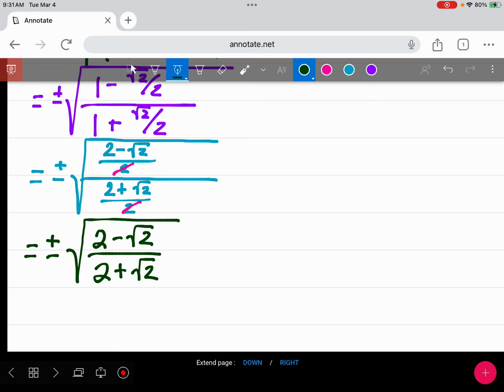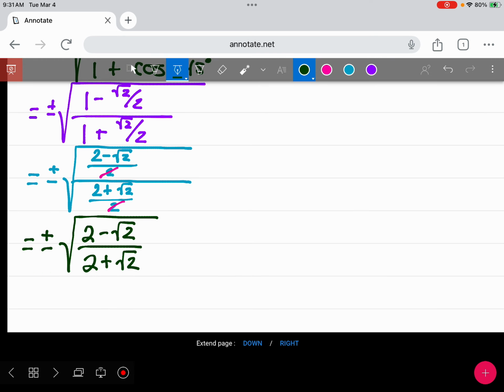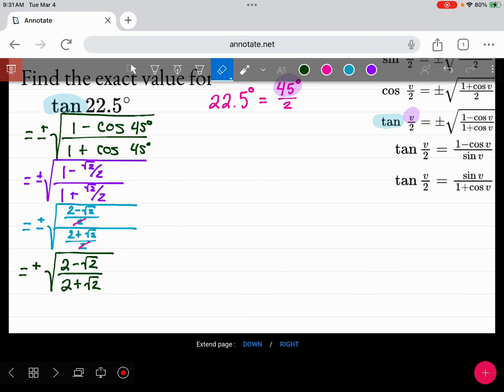So the last thing we have to do is figure out if we are positive or negative here. Why are we positive? Because we're in quadrant 1, and sine over cosine, when we have both positive sines and cosines, is going to be positive. So we have our positive square root of 2 minus root 2 over 2 plus root 2, and we stop right there. Okay? So they're scary looking and very gross. We can do them, but they're gross.